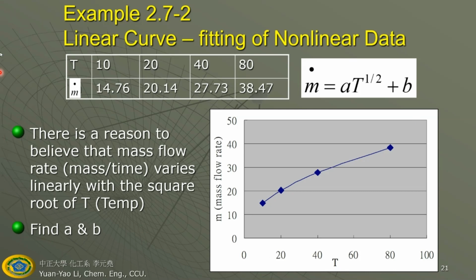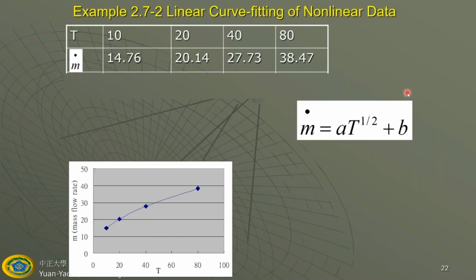Okay, and as long as you find A and B, I can ask you, if the temperature goes to 90 or if the temperature goes to 40, what's the mass flow rate? You will be able to tell me according to this equation once you find the unknown A and B. How do you find A and B? Easy. You learn this in high school or junior high, for example. So there's a reason to believe this is related to the square root.